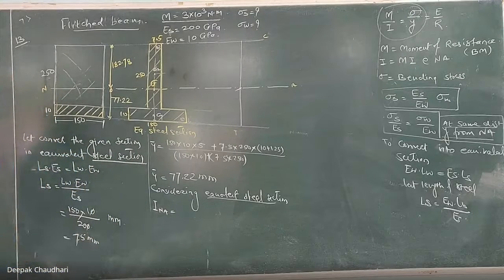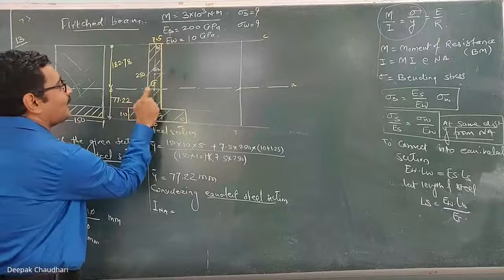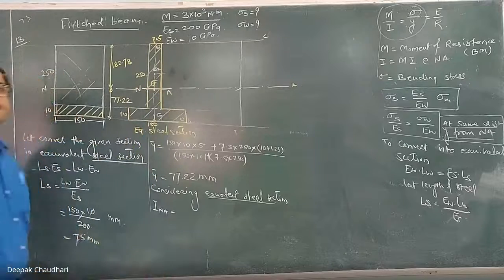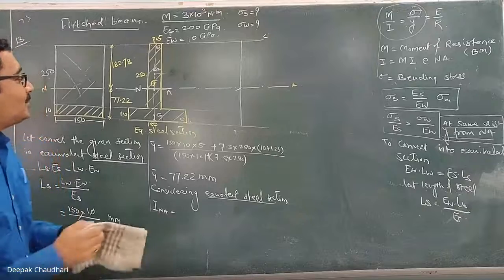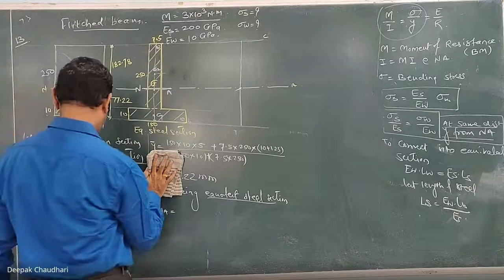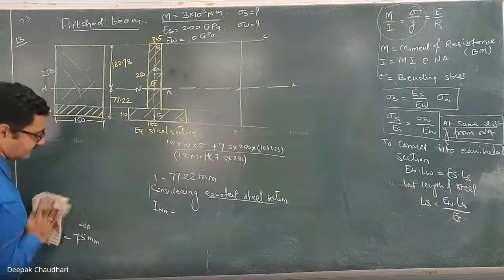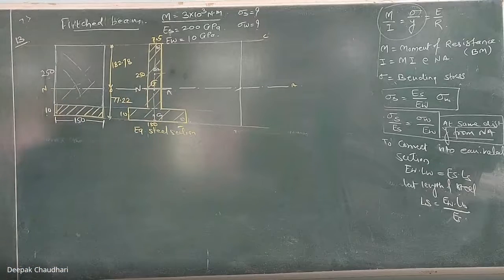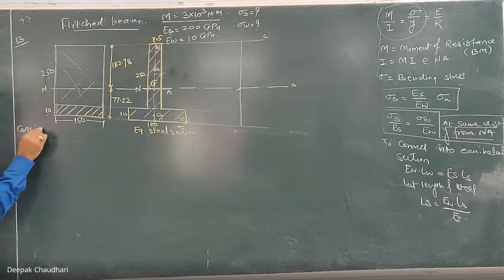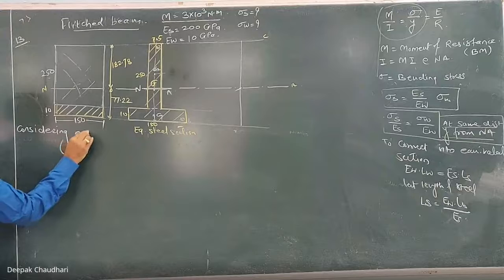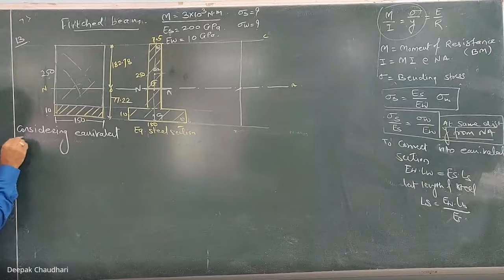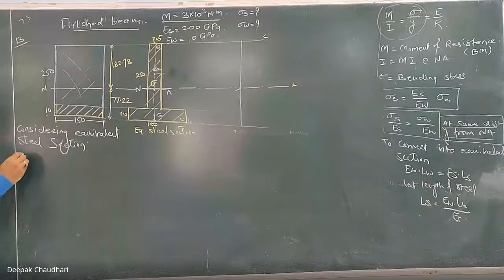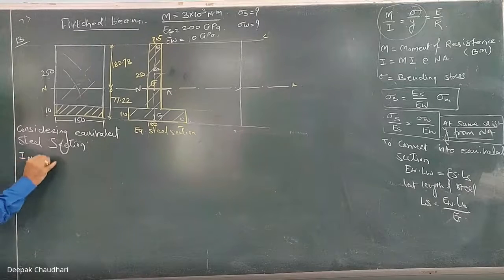I will give you 2 to 3 minutes to calculate the moment of inertia of this section about this neutral axis, which is passing through the centroid. Tell me, moment of inertia about the neutral axis. Considering the equivalent steel section, let's calculate the moment of inertia about the neutral axis.